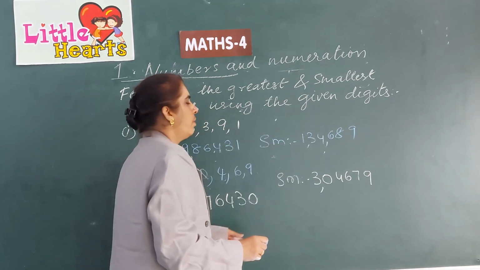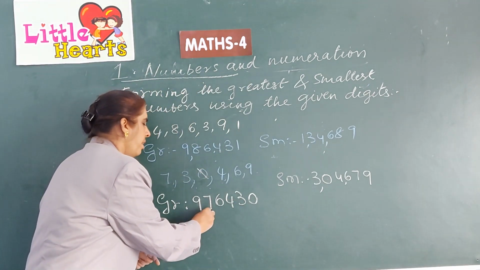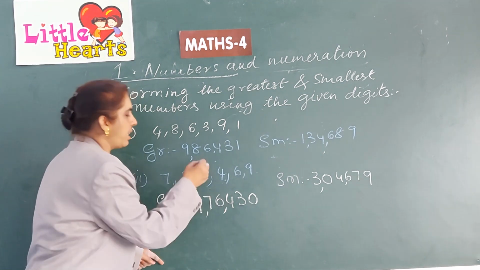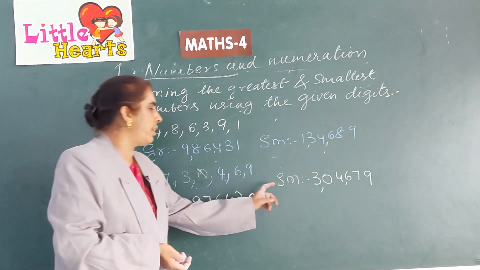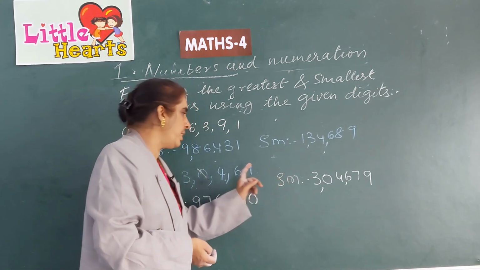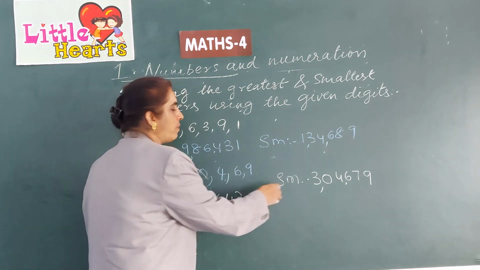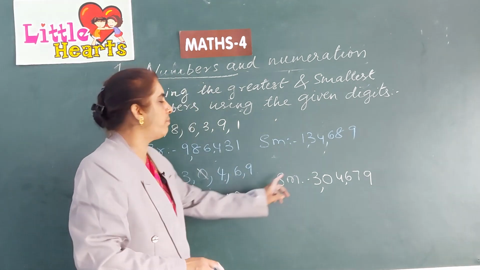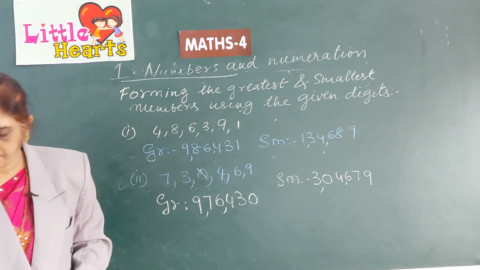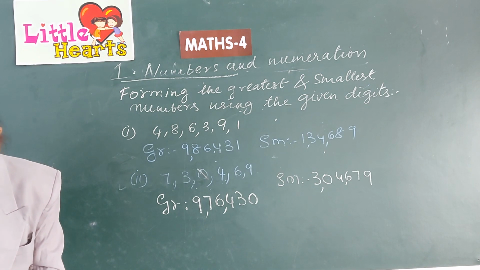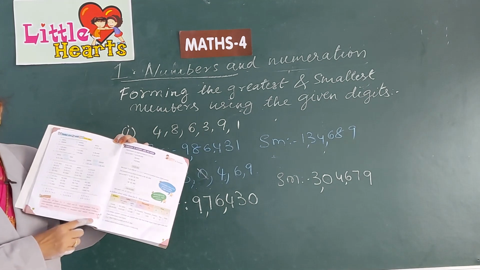Three lakhs 4,679 is the smallest number, and 9,76,430 is the greatest number. The thing you have to remember is, while writing the smallest number, when 0 is there, we should not start with 0, and other than 0, which is smaller, you have to start with that, and 0 should be kept after that number, and remaining digits in ascending order. There is an exercise regarding this in page number 16. You can complete this.